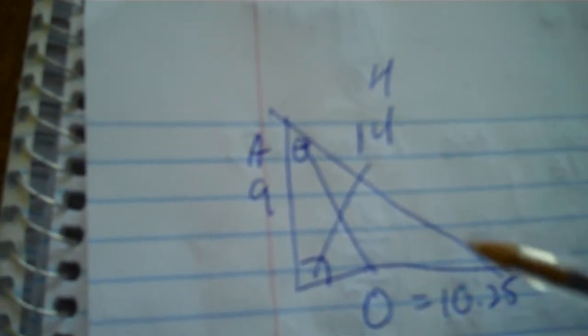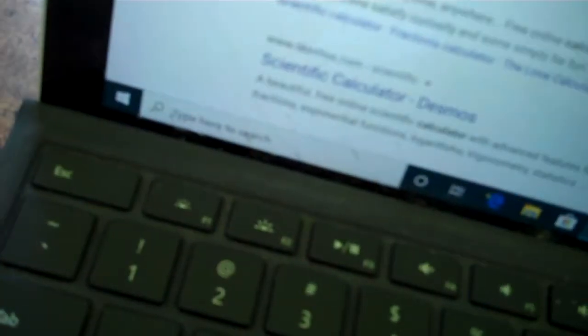Okay, so sine is O over H, so 10.25 over 14. Cosine is A over H, so it's 9 over 14. And the tangent is O over A, so 10.25 over 9. Okay, so that's that. Not too hard, we've done that before.